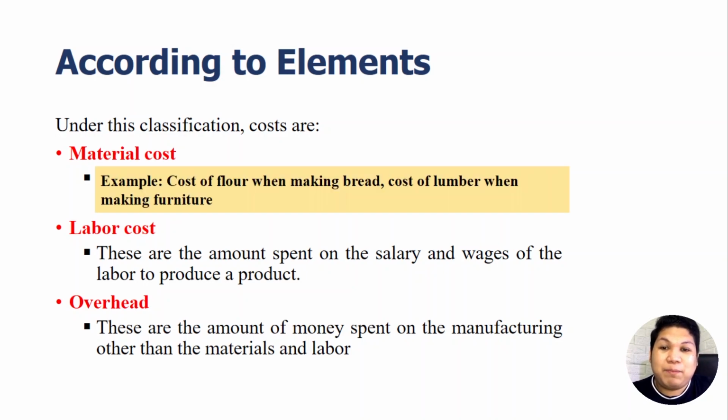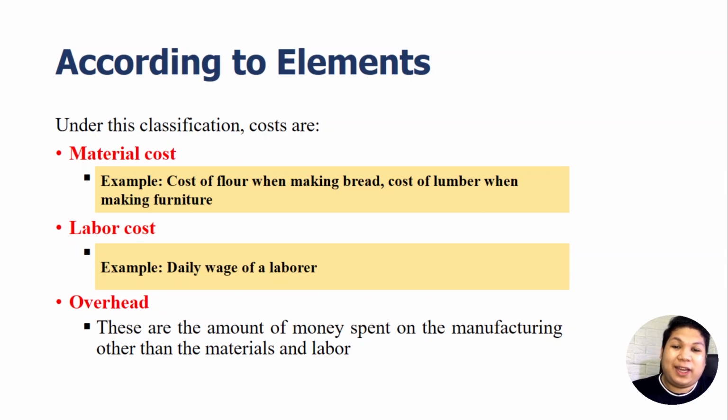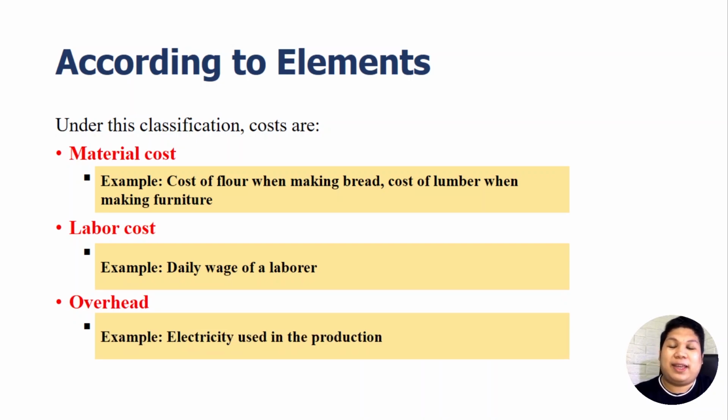Examples of material costs are the cost of flour when making bread, the cost of lumber when making furniture if you are into the furniture business, and other material supplies that you need to produce a product. For labor cost, it's the wage of a laborer, the salary of a personnel, and so on. And overhead covers the things that cannot be traced to either materials or labor costs, but are needed to produce a product, for example, electricity used in the production. Those are the three kinds of cost under the classification by elements.